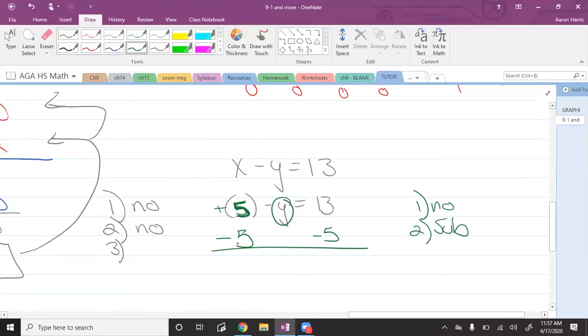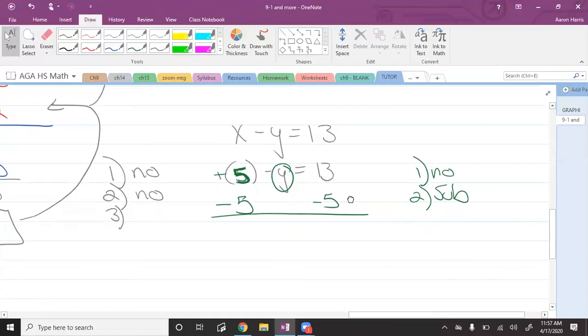5 minus 5 is what? 0. So what comes down? The negative y. Good. Don't forget your equal sign. 13 minus 5. Negative? Not a negative. 8. Good. Step 3, what do you do?